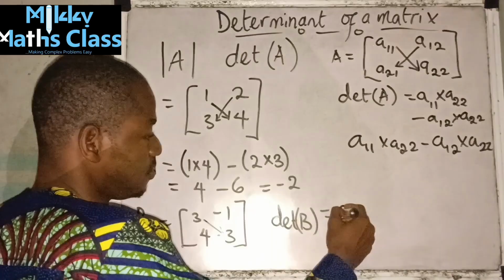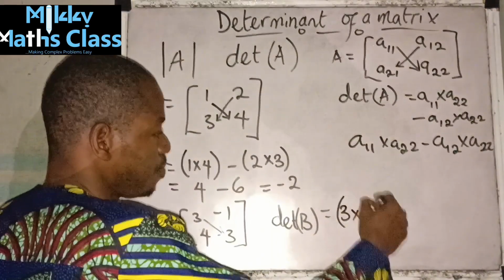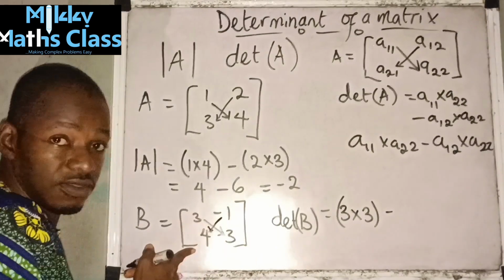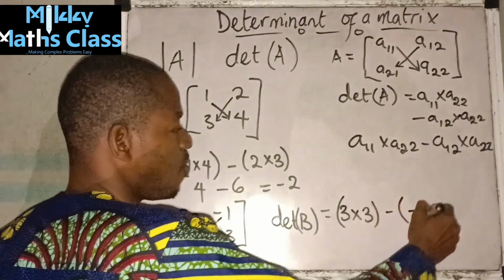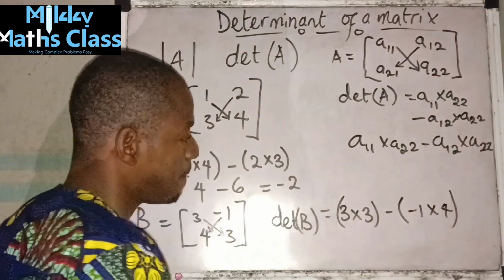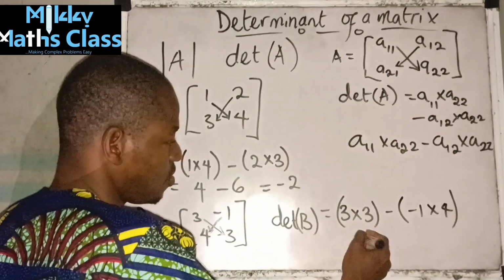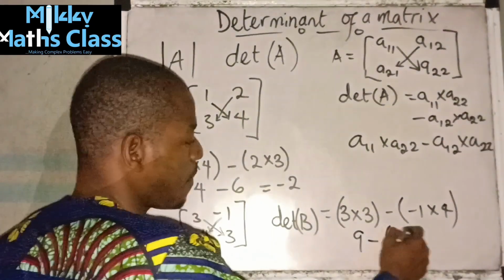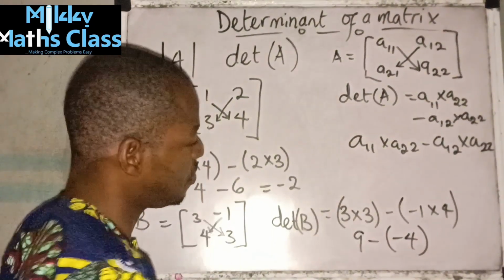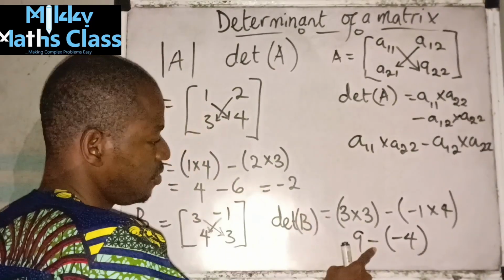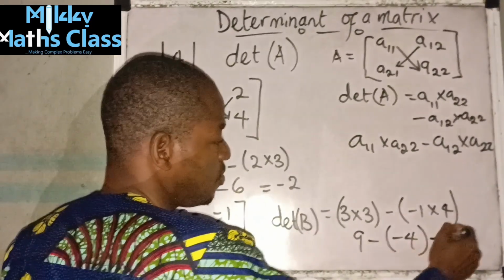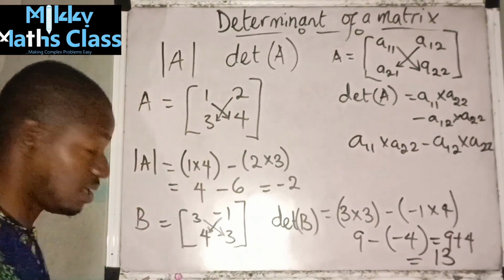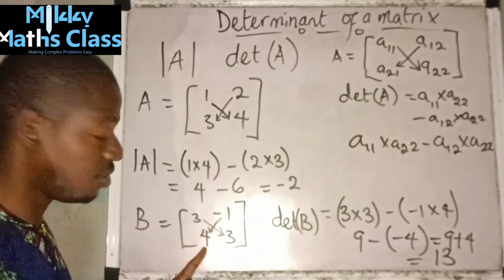That will be 3 times 3 minus, we go again, this times this. So you have negative 1 times 4. So 3 times 3 is what? 9, minus negative 1 times 4, that's negative 4. So you have negative times negative. This becomes positive. So this is 9 plus 4, which is equal to 13. So 13 is the determinant of this matrix.